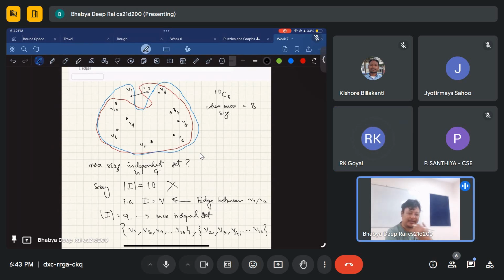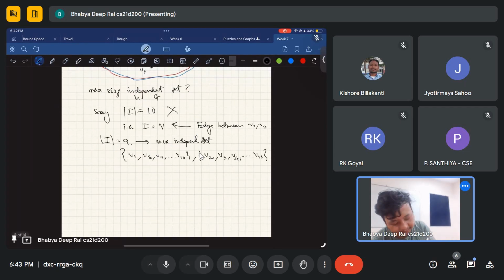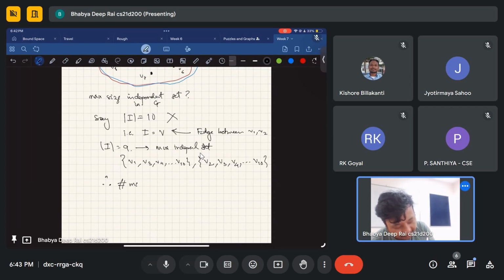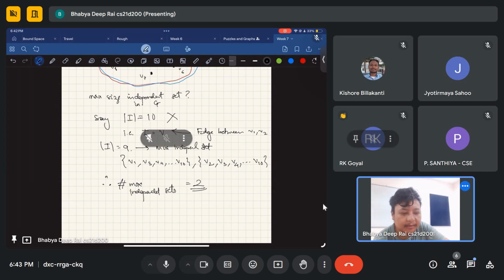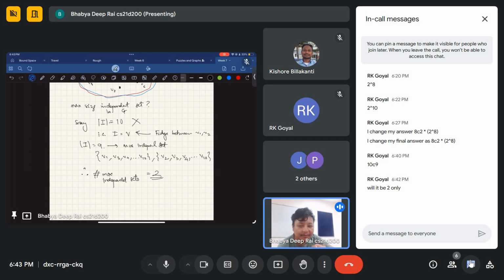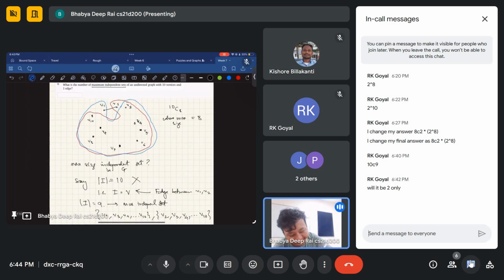Because if I choose any other set, this means I'm including both V1 and V2. If I choose both V1 and V2, it won't be an independent set anymore. Therefore, the number of maximum independent sets is equal to 2. That is the answer. And you had written 10C9. Why 10C9 will not work is because it will also consider those subsets which will have both V1 and V2. Oh, sorry. Okay, you had written 2 only.